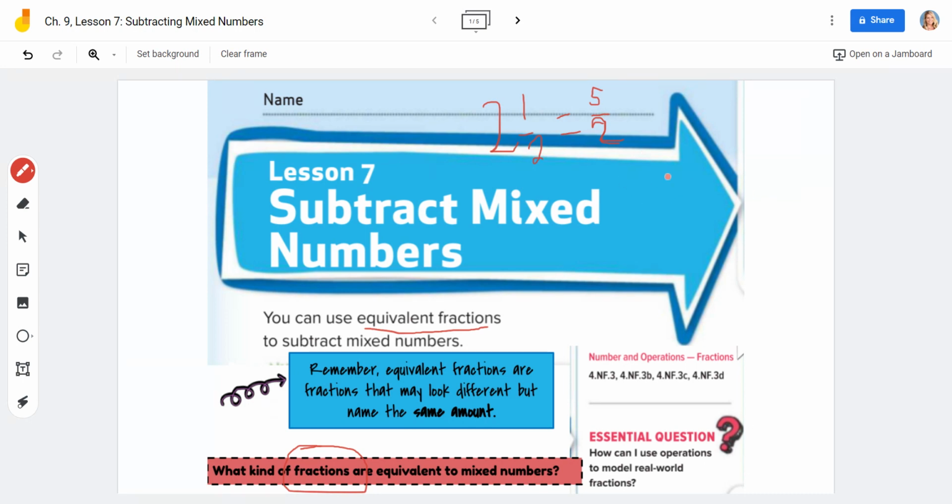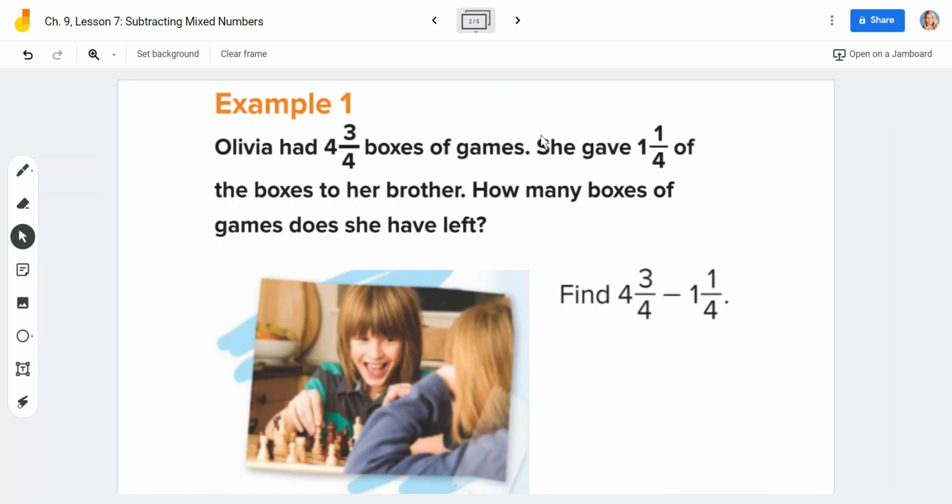All right, so these are the kind of fractions that we are going to be working with. Improper fractions and mixed numbers, since they are equivalent. So let's go to the next slide. So let's start out with an example.